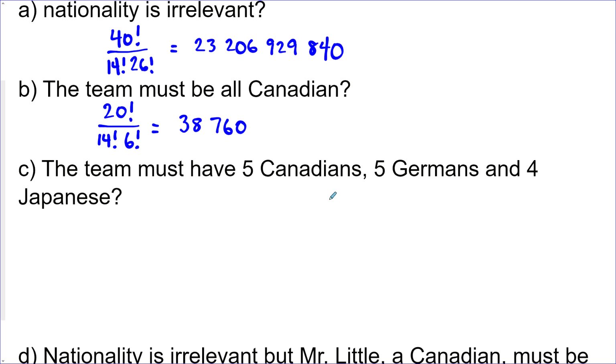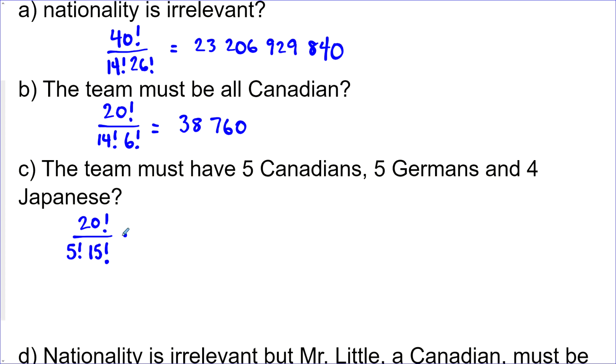What if the team must have 5 Canadians, 5 Germans, and 4 Japanese? Now, we got to treat these groups separately because we want to choose the Canadians from the Canadian group, the Germans from the German group, and the Japanese from the Japanese group. So the Canadians, there's 20 Canadians, and I want 5 of them. That means I'm going to leave out 15.